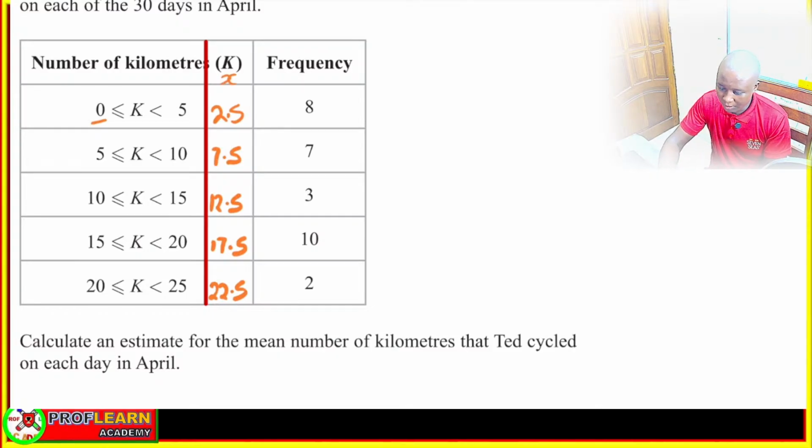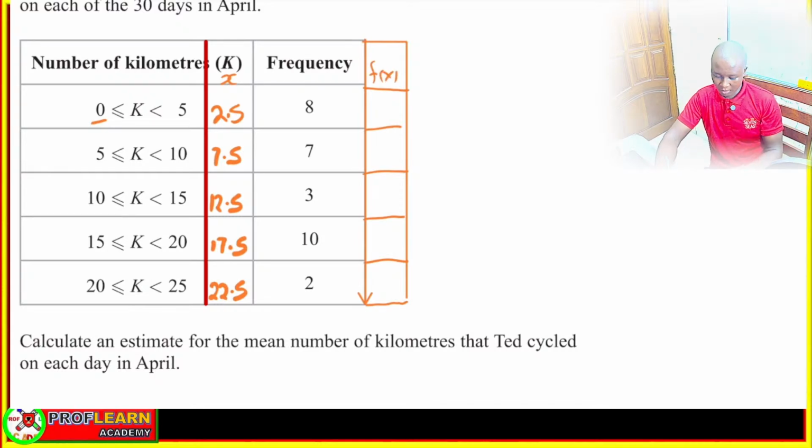And then the next thing that we shall have is to get the values of x times f. So I'll have to create another table here so that now I can have fx at this point. So meaning that f times x. So that's going to be 2.5 times 8. That's going to give us 20.